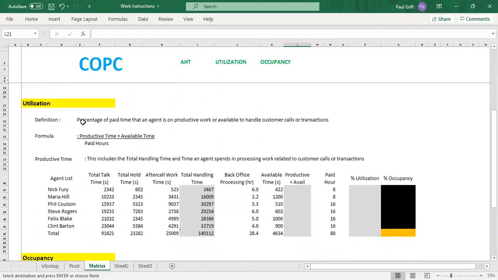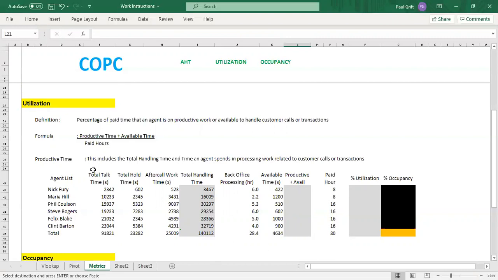Okay, utilization is the percentage of paid time that an agent is on productive work or available to handle customer calls or transactions. So productive time plus available time divided by paid hours. The paid hours that we are referring to here is the amount of hours that we are paying the agents. Like for the Southeast Asian region, we normally have a 9-hour shift, but 1 hour is unpaid lunch. Therefore, the paid hours per day is normally 8 hours.